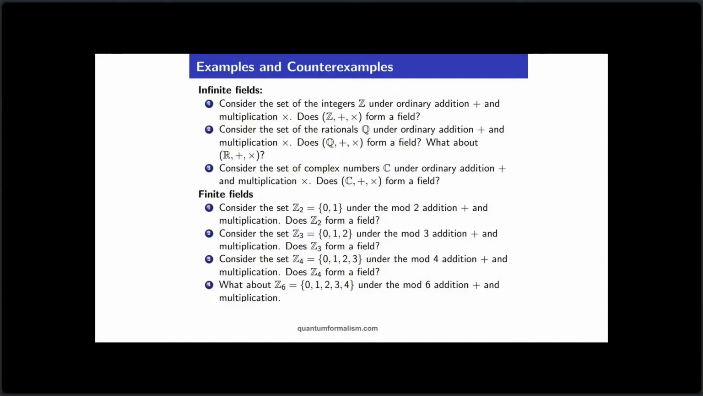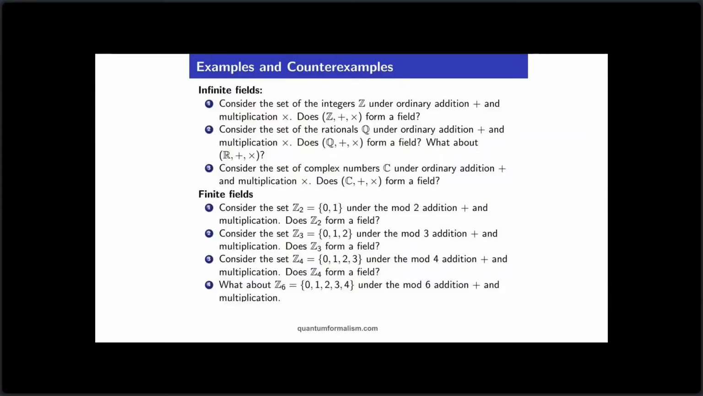Okay. What about the rationals? Yes, it is a field. What about the reals? I guess this is also trivial. Yes, these are fields. The set of complex numbers, yes, because the field of complex numbers, in algebraic lingo, is an extension of the reals. So yes, we're talking about field extension.